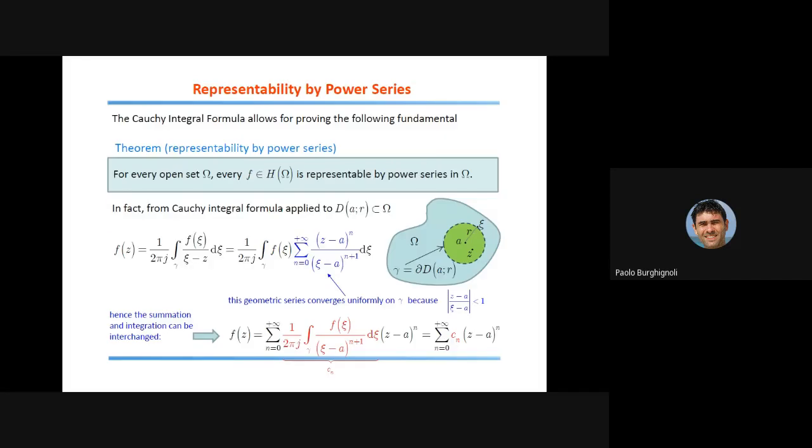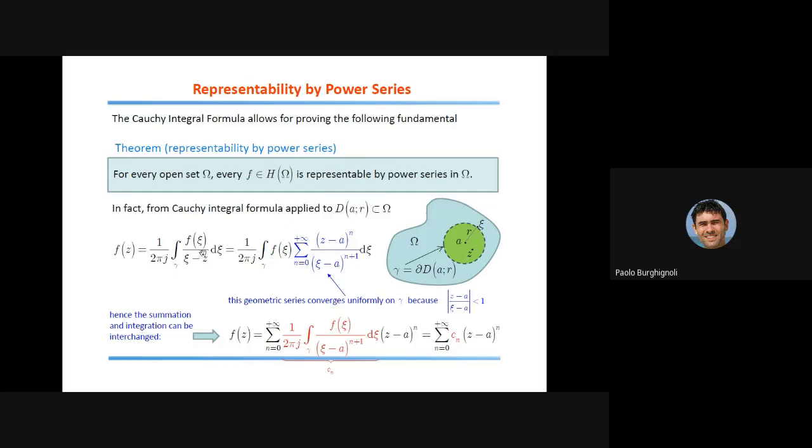to enumerate. The first fundamental consequence of the Cauchy integral formula is the representability of any analytic function as the sum of its Taylor series, which is something we were discussing before. For every open set omega, if you have a function that is analytic in this open set, then this is representable by power series in omega, which means that if you take any point a inside this domain omega, as you can see in the picture, and you consider any disk entirely contained inside the domain omega, the disk is in green in the picture with radius r, then if you apply the Cauchy integral formula to the boundary of this disk, you are able to represent the function f as the integral here over the boundary gamma of this disk.